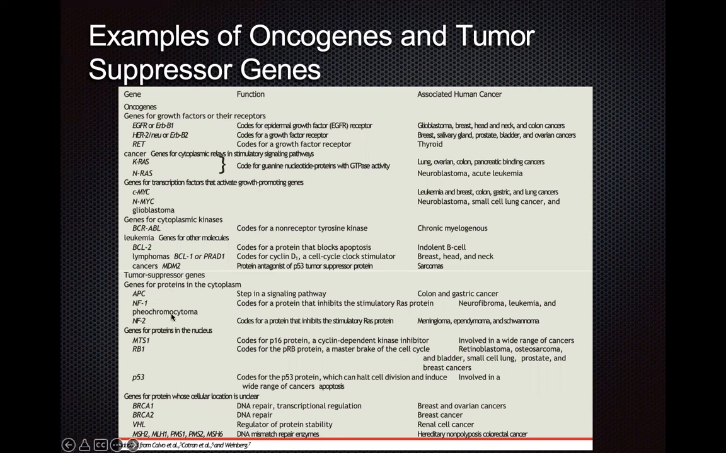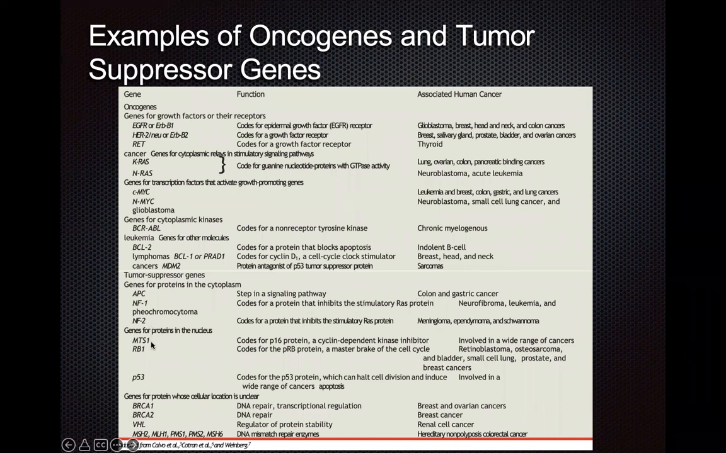Let's talk about another one, the tumor suppressor genes. If there's a mutation in a tumor suppressor gene, for example APC, whose function is in a signaling pathway, it can disrupt that signaling pathway and lead to colon and gastric cancer.